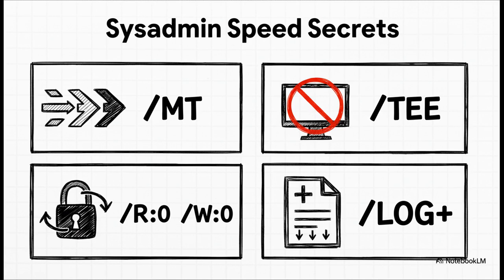To handle tons of small files, use /MT for multi-threading. Start with a number like 16 or 32. If you're running this in a script, get rid of /TE. You don't need to waste time printing to the screen.